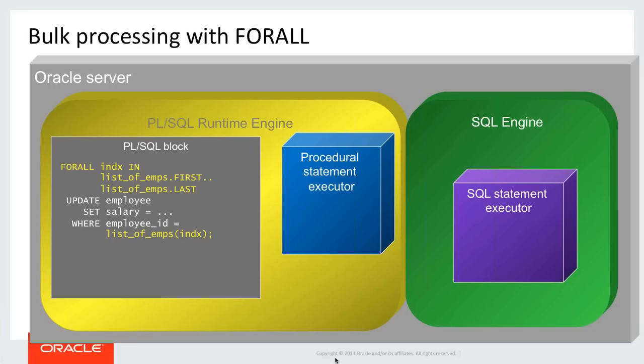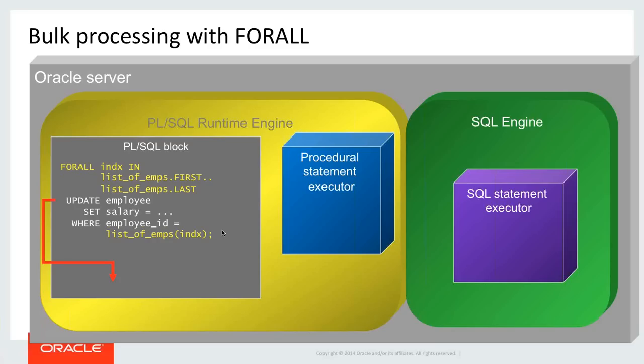Now I've got a FORALL statement, essentially a header that sits on top of my DML statement. And what I'm going to do is bind in an array. And we'll talk about the syntax in a moment. But the basic idea is that the profile of execution now changes dramatically.